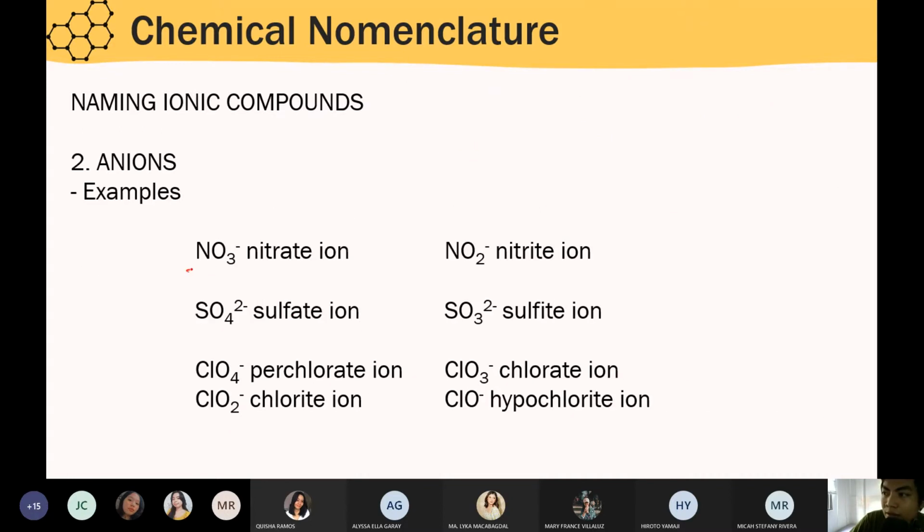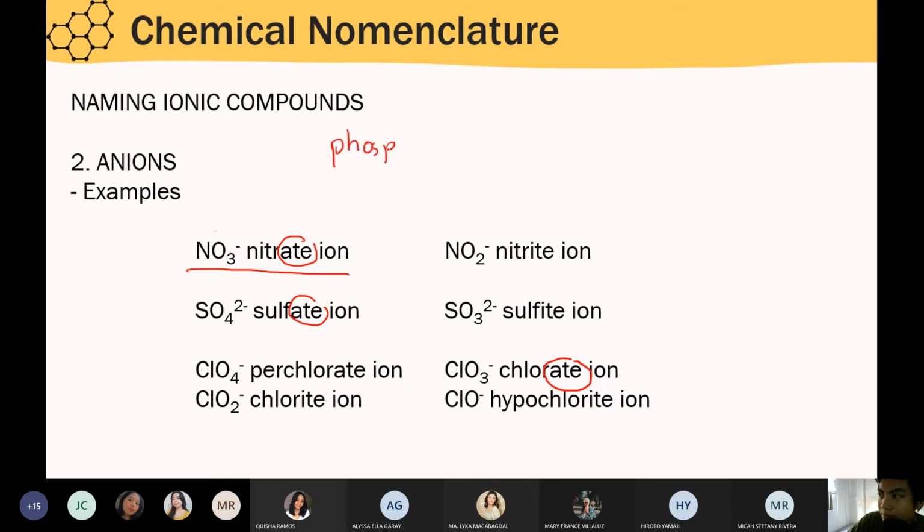So for example, this is the common oxyanion. You have to remember this, kasi ganun talaga siya. You have to remember all the common oxyanions, and you will know that it is a common oxyanion if it ends with the suffix -ate. These are the common oxyanions. They all end with the suffix -ate. For nitrate, that is NO3. For sulfate, that's SO4. For chlorate, that's ClO4.